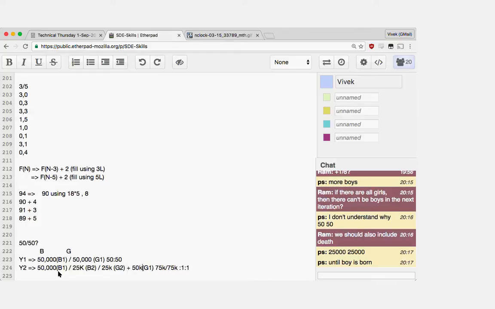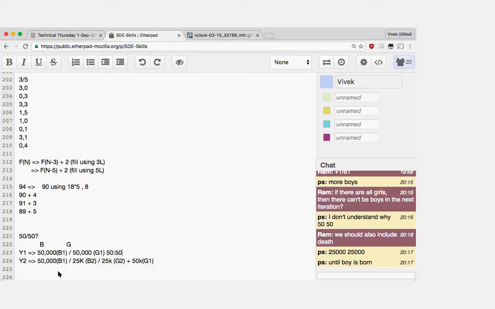So B1, G1. If you're looking at the first year, B1 boys is 50,000, correct? And the girls in the first year, 50,000. What about the second year? How many boys in the second year? 25K boys and 25K girls. Okay, and add that to the original total, first year 50,000 boys and 50,000 girls. So the total at the end of year 2 will be 75,000 boys and 75,000 girls, right?